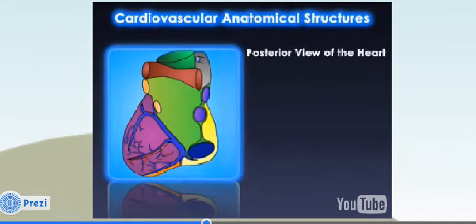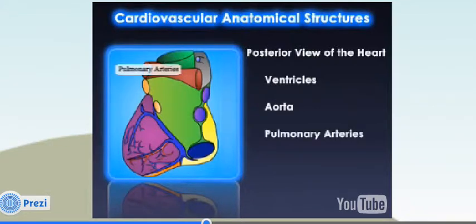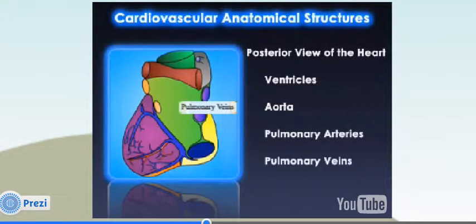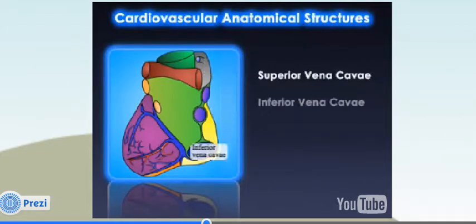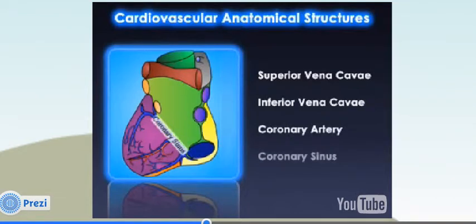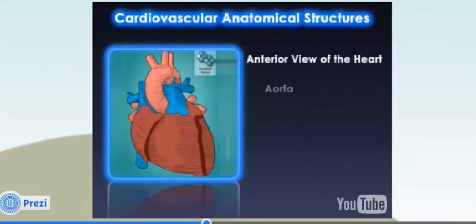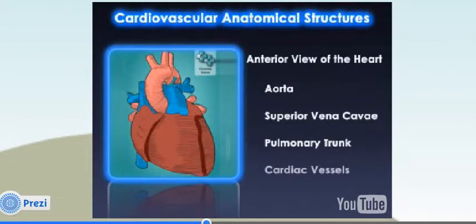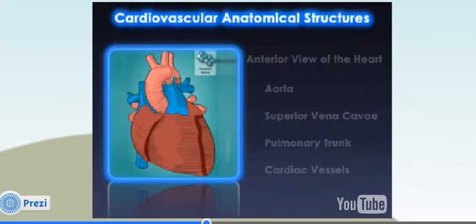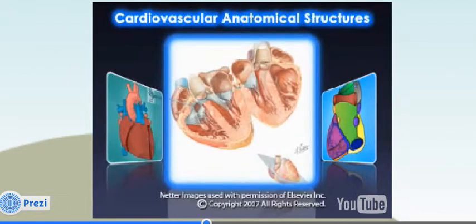This is the posterior view of the heart from outside. Here you can observe the ventricles, aorta, pulmonary arteries and veins, superior and inferior vena cava, posterior coronary artery, and coronary sinus. Here, the anterior aspect of the heart shows the aorta, superior vena cava, pulmonary trunk, and cardiac vessels. Let's take a closer look inside the heart.